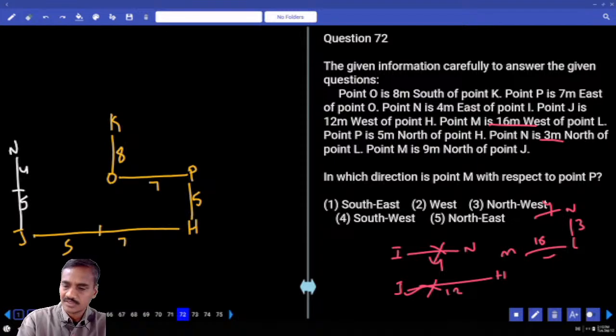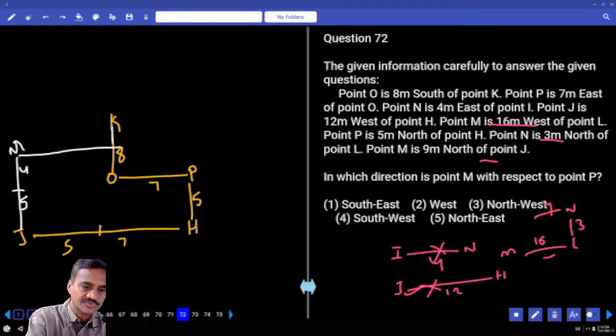Now from here, N and L, what is the distance we need to have? N is 3 meters to the north of L. M is 9 meters to the north of G. M is here. Now there are 16 meters, isn't it? Now out of this 8, 4 plus 4, and 16 meters means this is 5 and this is 7, 5 plus 7, another 4 more meters.